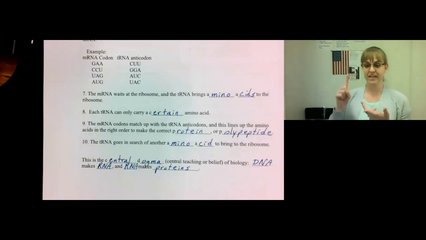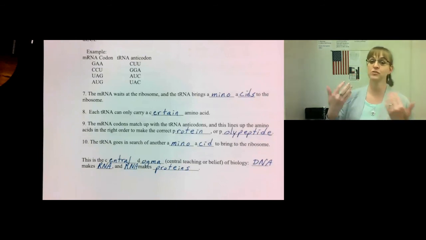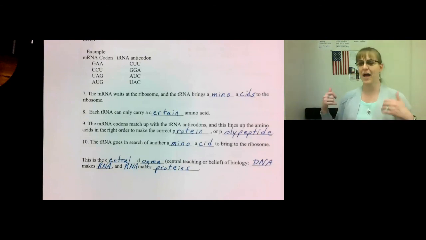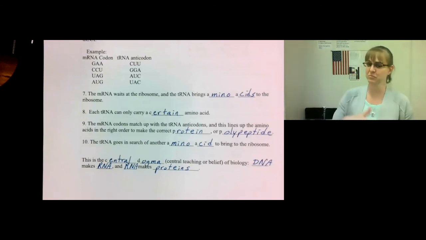It says that DNA makes RNA and RNA makes proteins. And that is how everything works. So if you have a bacteria, the DNA makes RNA and the RNA makes the proteins, which makes the bacteria. If you have a dog, the cells in the dog, the DNA makes RNA, the RNA makes proteins, the proteins make up the dog. This is how every living thing works. So that's why it's called the central dogma, the central belief or idea.